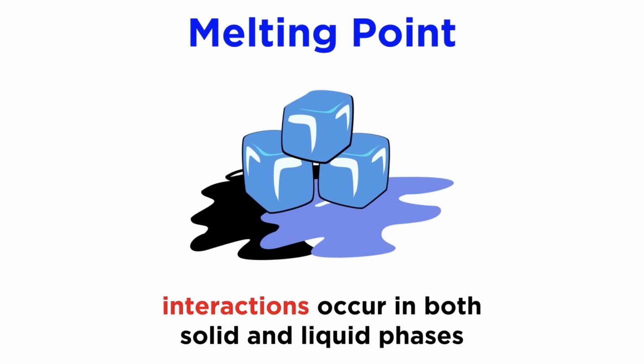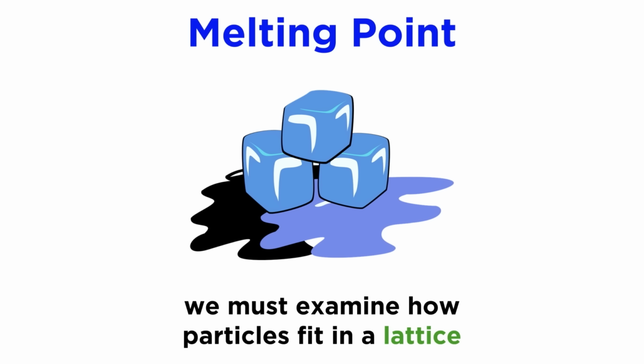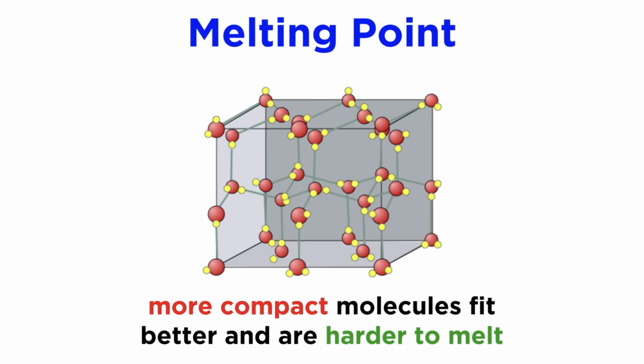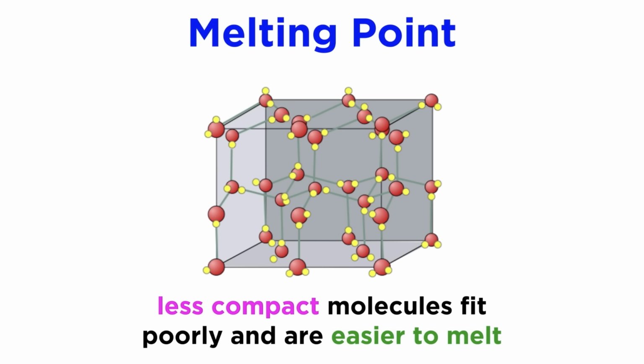With melting point, things are a bit different, as we are moving between two phases that both involve particles interacting with each other. For this reason, we examine how well they fit into a lattice. Molecules that are compact, with low surface area, fit very well into a lattice and can maximize electrostatic interactions. These will be harder to melt, and thus melt higher. Those with greater surface area will have difficulty fitting into a lattice and will thus melt at a lower temperature.